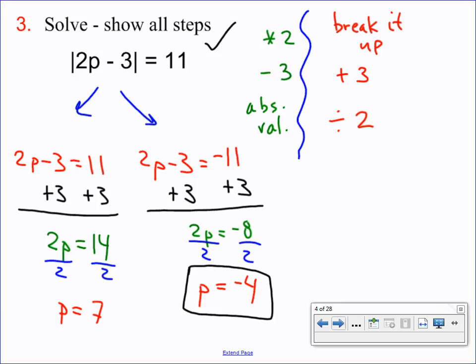If I were to quickly try 7, 7 times 2 is 14, minus 3 is 11. The absolute value of 11 is still 11. And so both of these satisfy the original. I'm confident in my solutions and ready to move on. What questions do you have about number 3? Awesome. Okay, now let's take a look at Unit 1, Day 9's material.